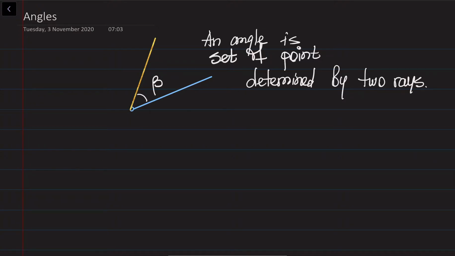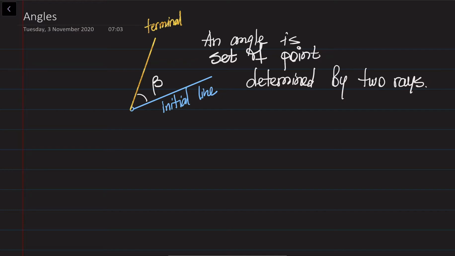The definition of the angle is the following. The angle is the set of points determined by two rays. The first ray I'm going to call the initial line, and the second one we usually call the terminal line. The set of points in between the initial line and the terminal line is going to be an angle.